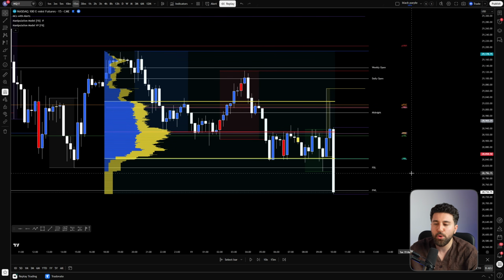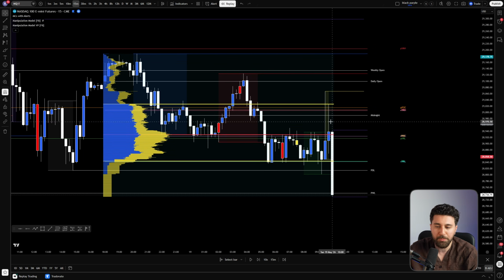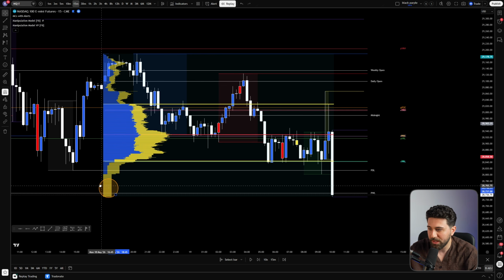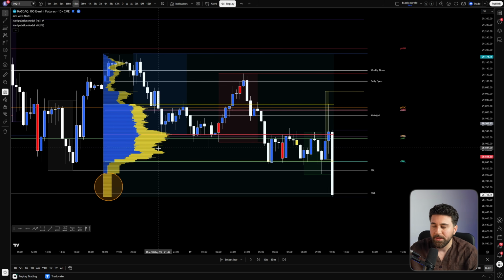This looks like a perfect breakout, right? Let's call it a breakdown because it's going down, right? But look at the volume profile. Okay, always look at what happens on the volume profile. And you can clearly see that this is lower volume than this here. We are outside of the value area.